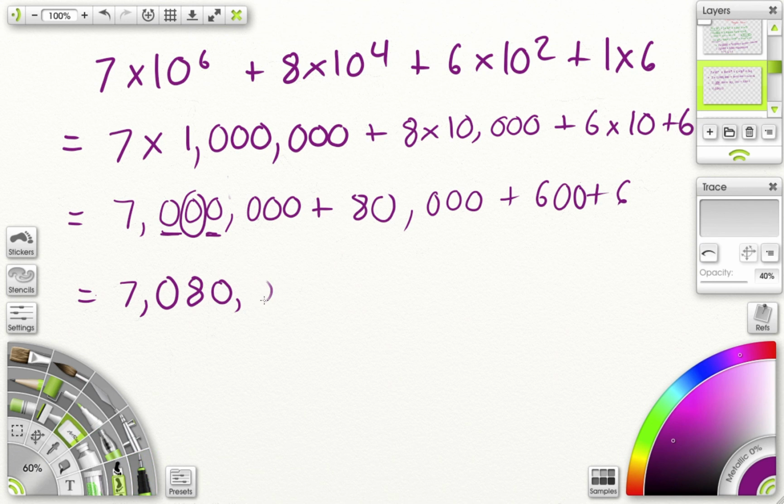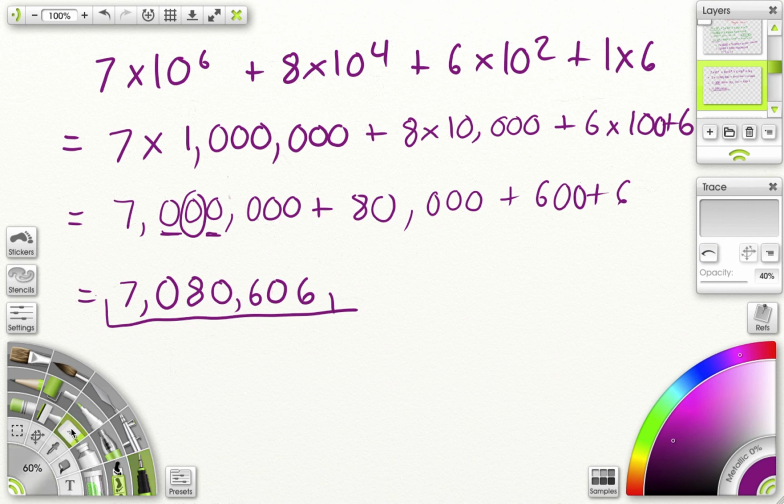My mistake. So we have 600. That was supposed to be 600, not 60. My apologies. So that is our 6. We don't have anything for our tens spot, so that is a 0. And we do have something for our ones column, which is 6. So we have 7,080,606. And that is our final answer.